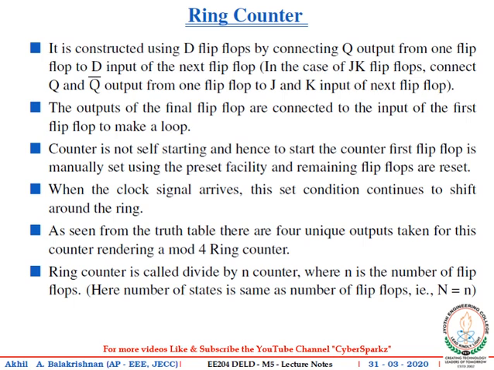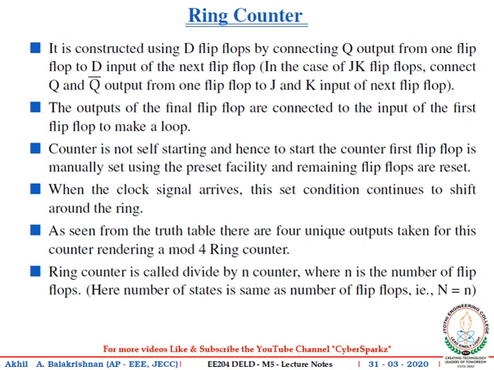We can construct a ring counter either by using D flip-flops or by using JK flip-flops. If you are using D flip-flops, the connection will be just like a ring, which means the output of the first flip-flop will be connected to the input of the next flip-flop, and this pattern will continue. In order to make a loop, we complete the loop by connecting the output of the last flip-flop as the input of the first flip-flop.